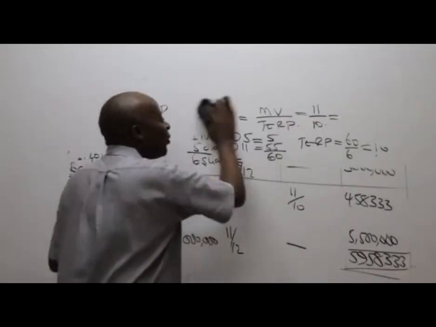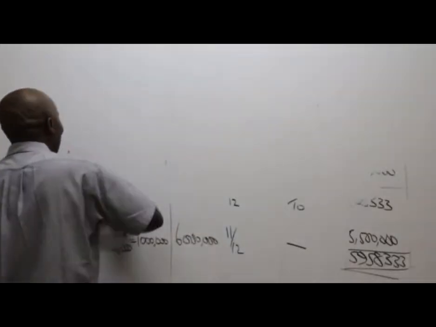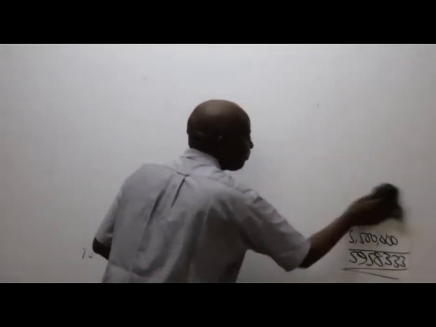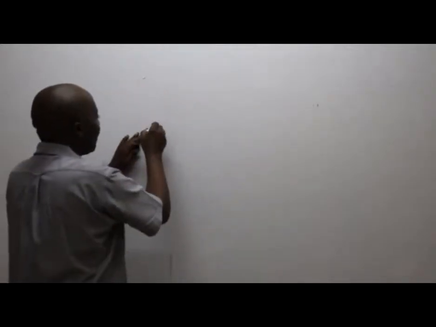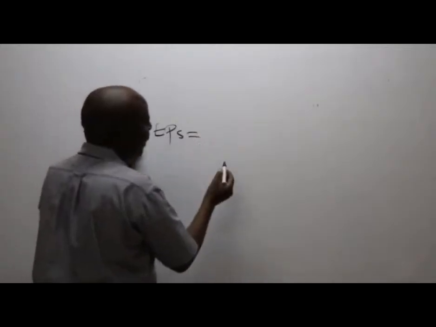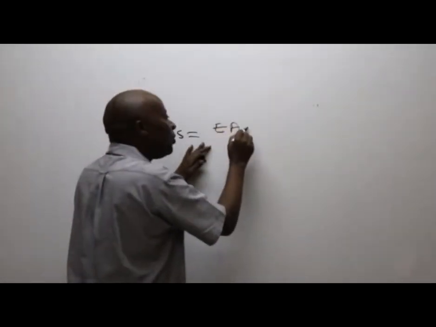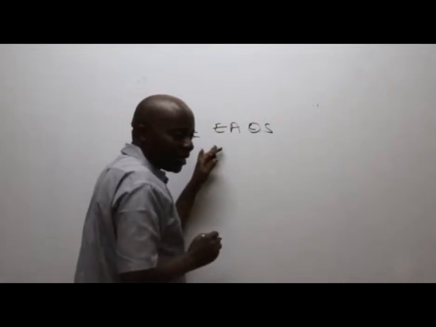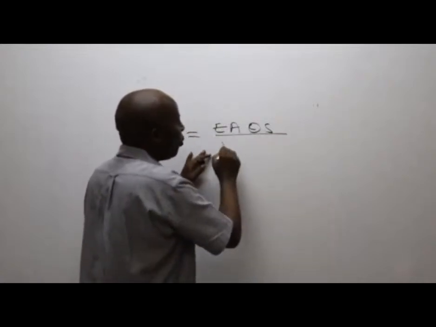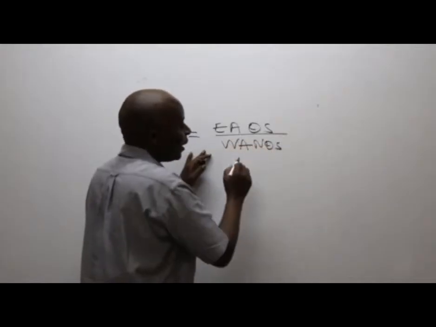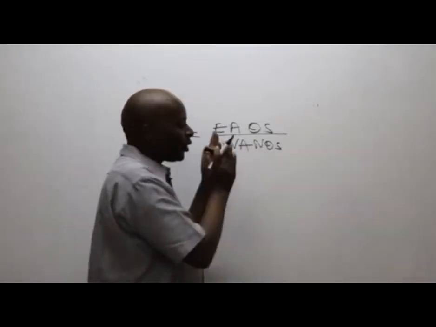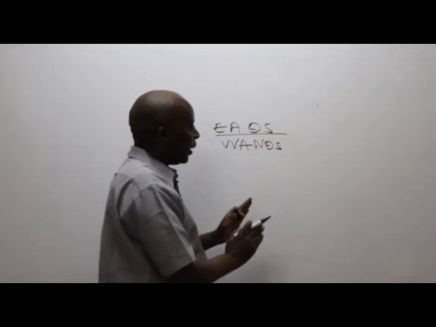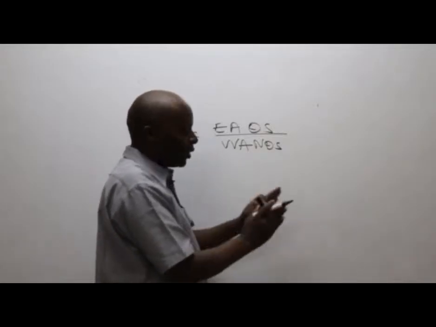So ladies and gentlemen, that is it. Now, what I would want you to do is to remember the formula for getting our basic earnings per share. For us to get earnings per share, we take the earnings attributable to ordinary shareholders all over the weighted average number of ordinary shares.